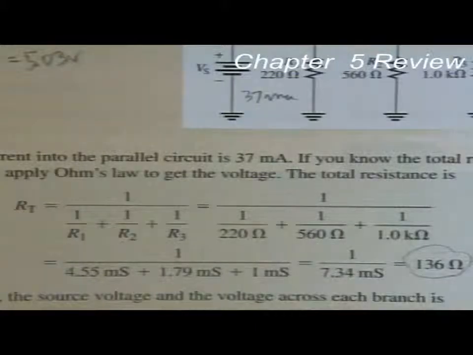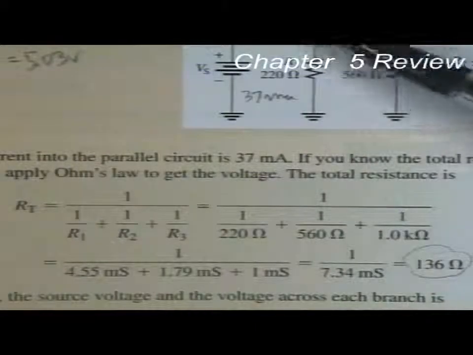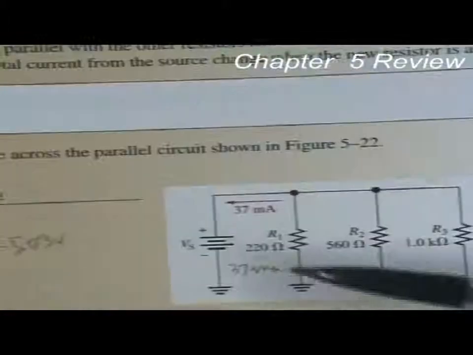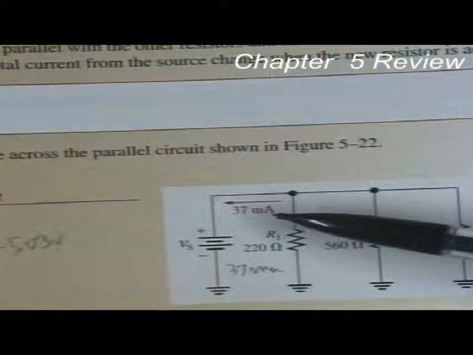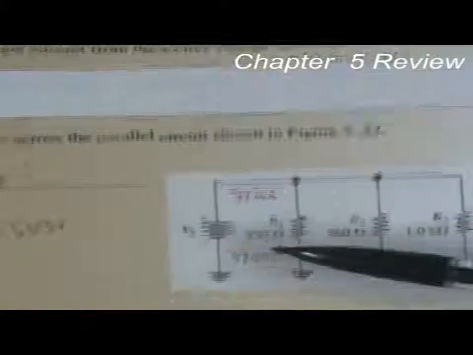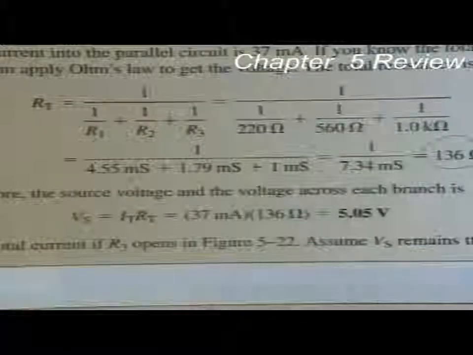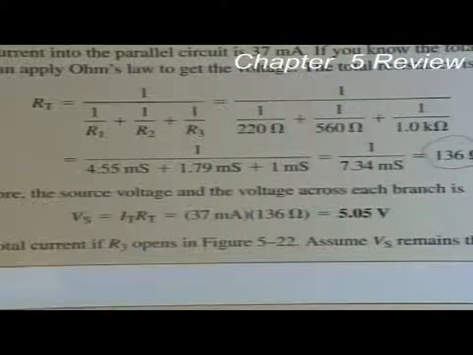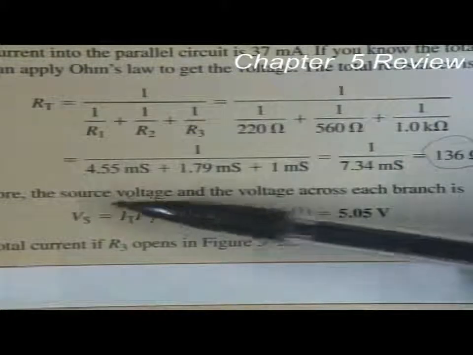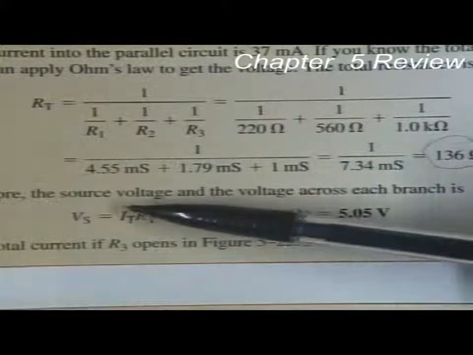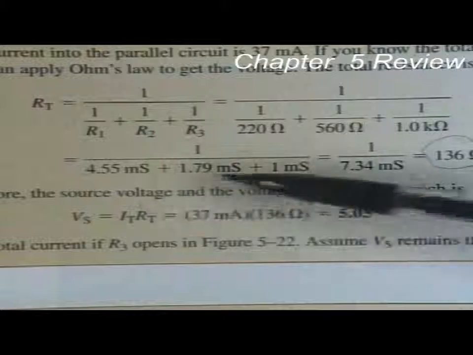We know IT because that's given right here, isn't it? Now let's see if you can see that. Because IT is given, so we know the total current, and we don't know the voltage yet, but we're going to calculate the voltage, aren't we? So we know the total resistance, and we know the total current, so we can use the formula that V source, or V total, equals I total times R total.